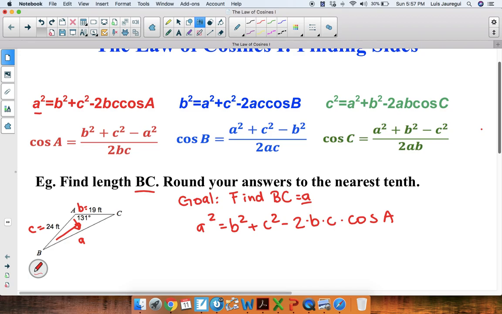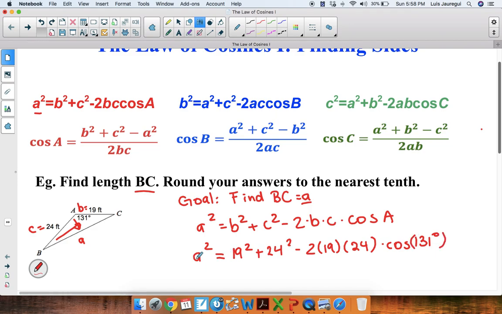Once we have that, I always suggest that we substitute in what we already know. We don't know what A squared is. In fact, we're looking for A, so we're going to just leave it as A squared is equal to B squared. Well, B is 19, so B squared will be 19 squared, plus C squared. Well, C is 24, so C squared will be 24 squared, minus 2 times B, which we said was 19, times C, which we said was 24, times the cosine of angle A. And notice, angle A has a measure of 131 degrees, so we have the cosine of 131 degrees.